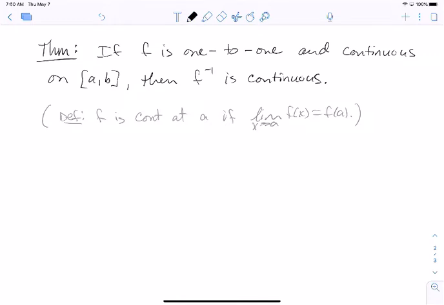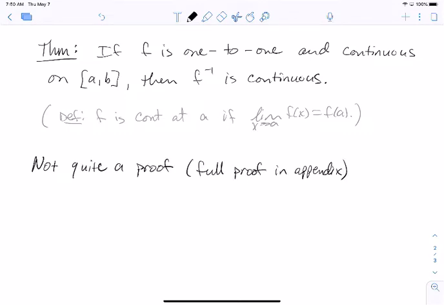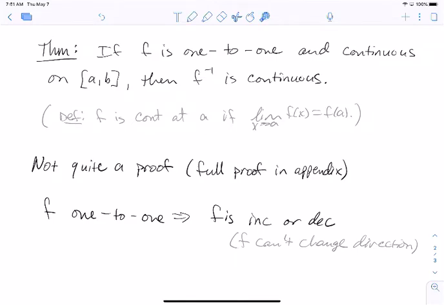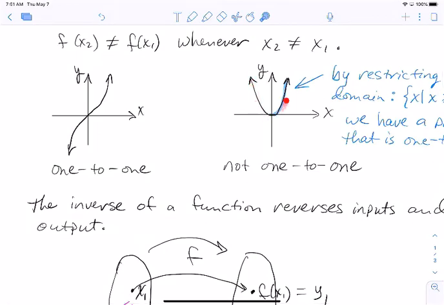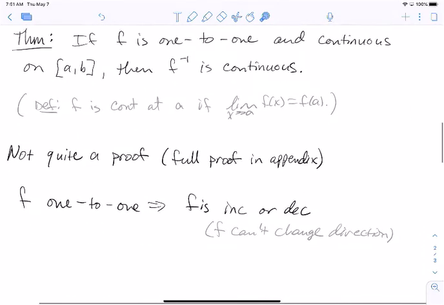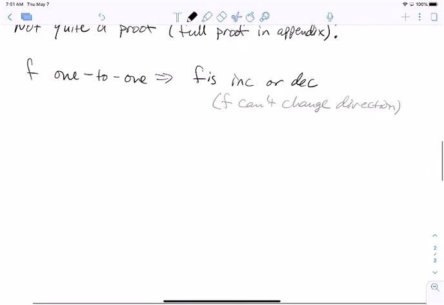Now, theorems are proved, and that's how math people know that they're right. What I'm going to give you now is not quite a proof. The full proof is in an appendix. We're going to start by saying if f is one-to-one, then that means that f is either increasing or decreasing. In other words, f can't change direction. Well, the graph of it can't, because if we have a graph that changes direction, then we end up violating one-to-one. So let's see why this statement should be true.